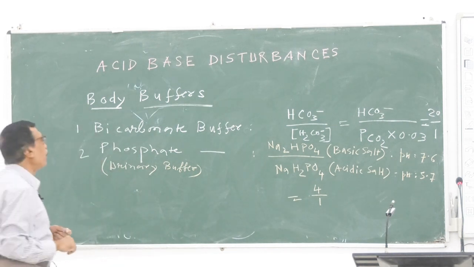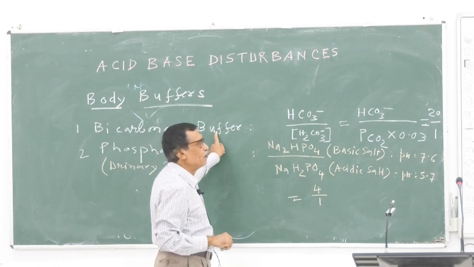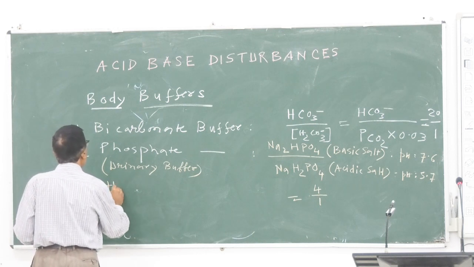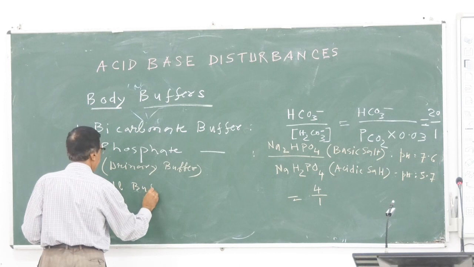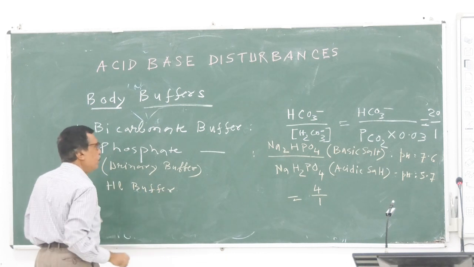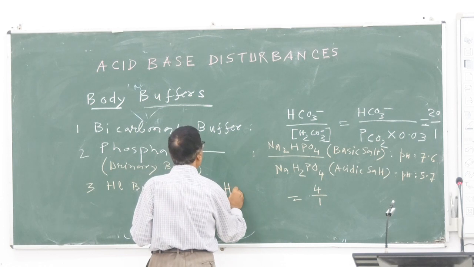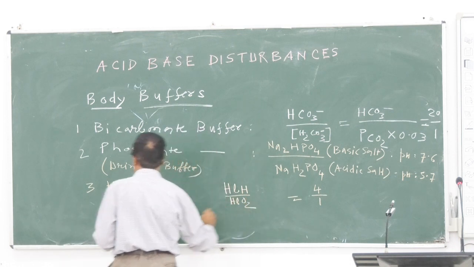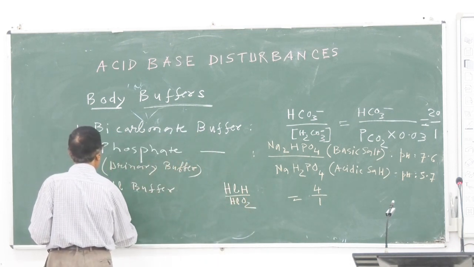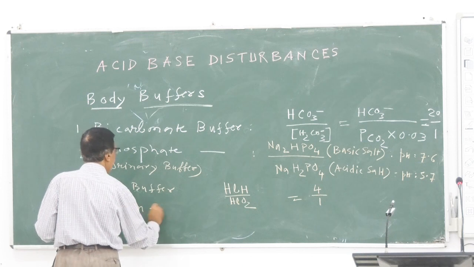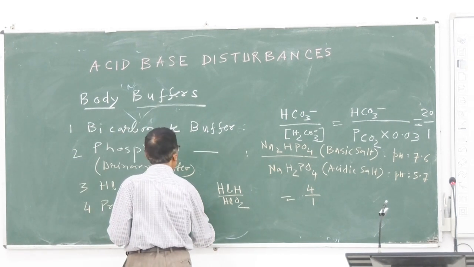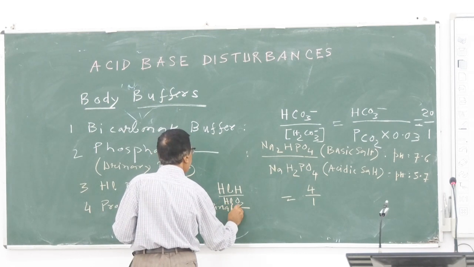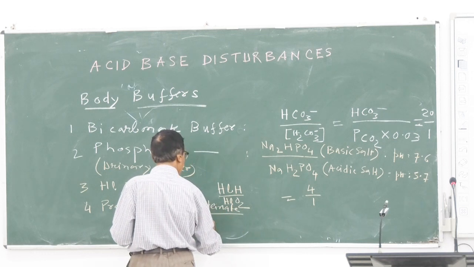But the principal buffer being the bicarbonate buffer. Another buffer is the hemoglobin buffer. The pair is deoxygenated hemoglobin and oxygenated hemoglobin. This is the pair. In case of protein buffer, the pair is protein salt, proteinate, the anion of the protein, mainly present in our body as an anion.